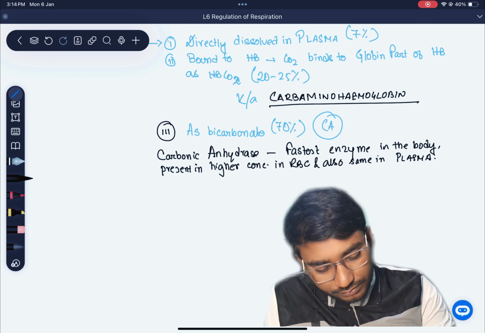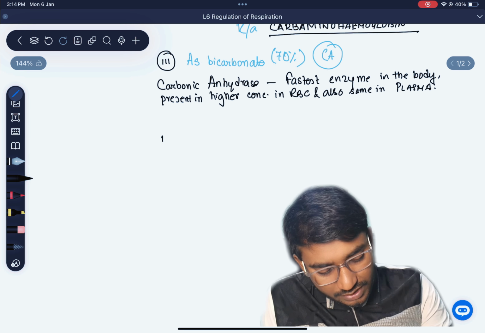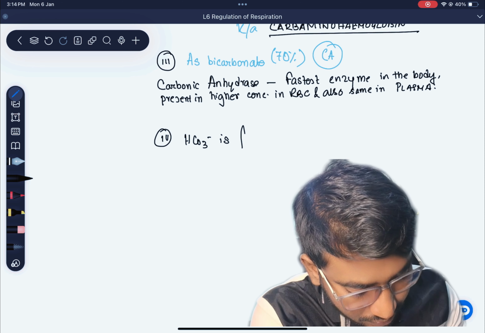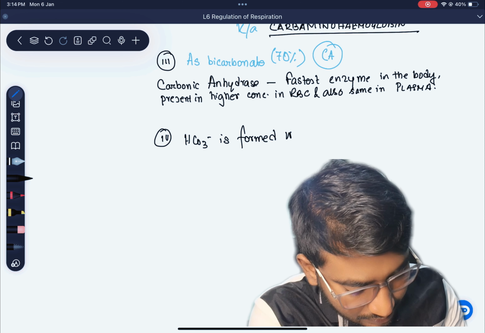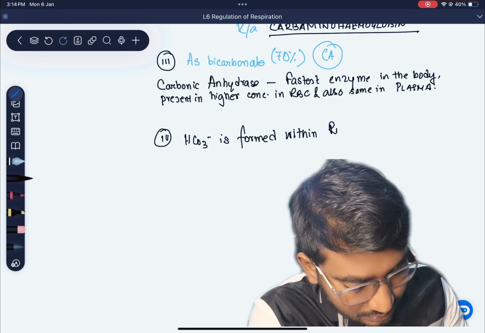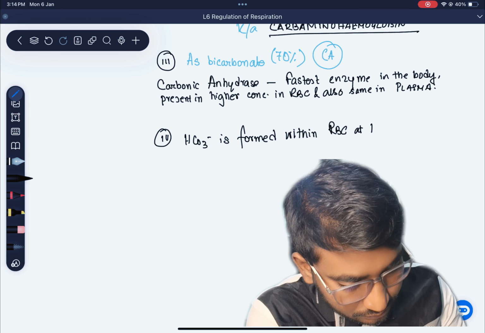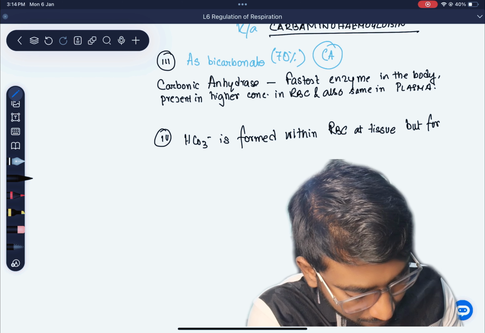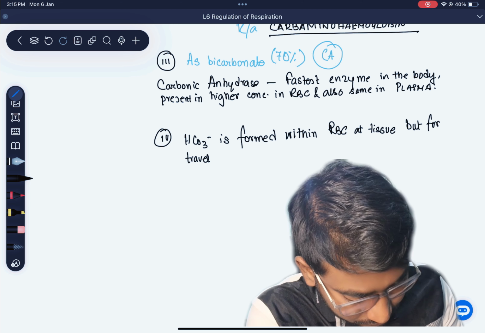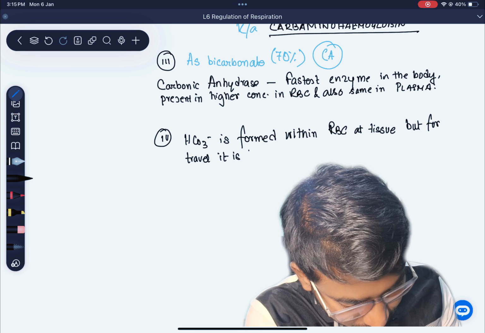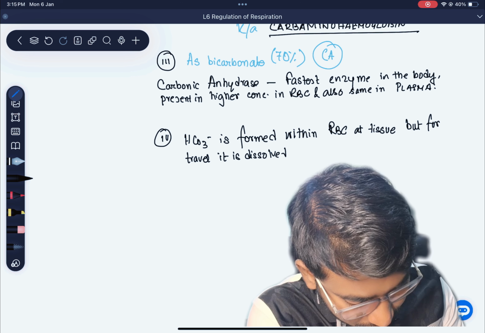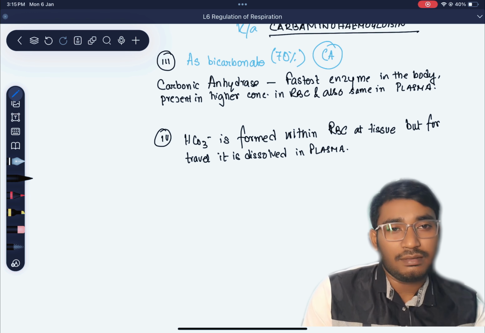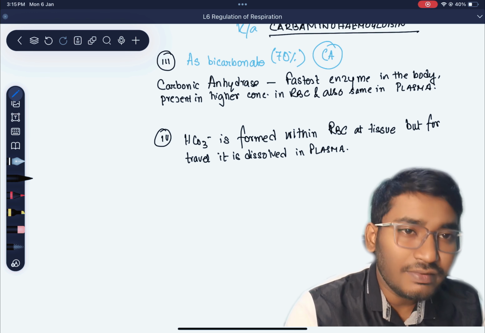Now, info: the bicarbonate HCO3 minus is formed within the RBC at the tissue, but for travel it is dissolved in the plasma. So bicarbonate is formed in RBC, but at the tissue level it is dissolved in the plasma.